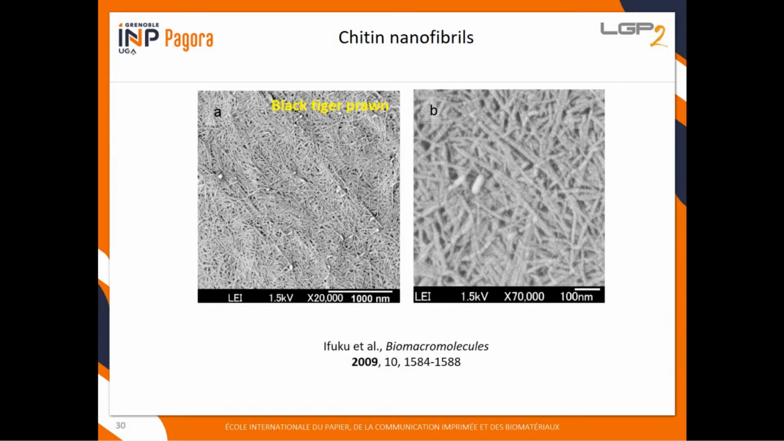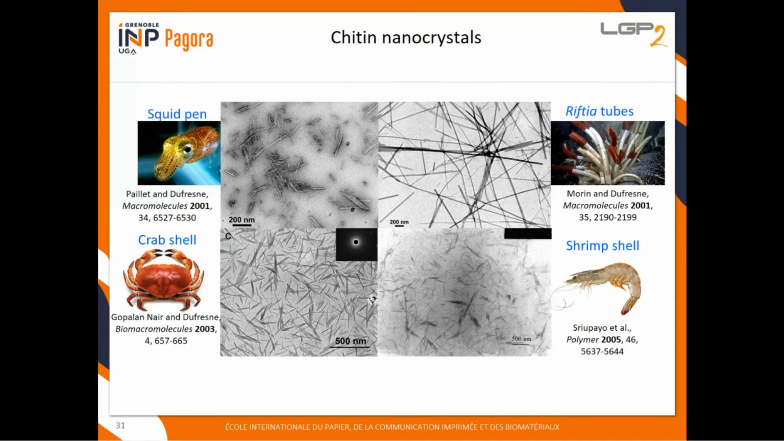Similar treatments can be applied to chitin. You have some examples here of chitin nanofibrils obtained by a mechanical treatment, from a black tiger prawn in this case. And so we have the same object, very long filaments. Also acid hydrolysis can be applied to chitin in order to obtain chitin nanocrystals. You have some examples here of nanocrystals extracted from squid pen, from crab shell, shrimp shells, and from Riftia tubes.